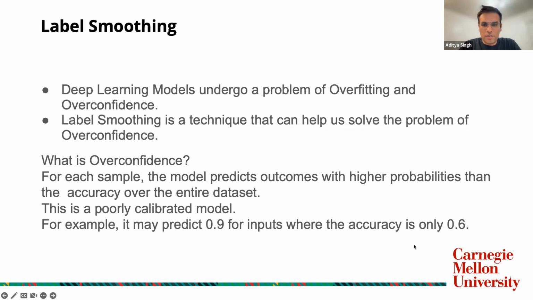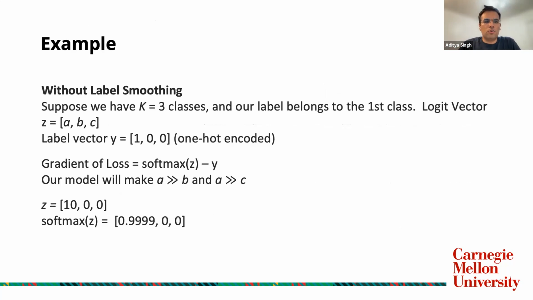So say we predict 0.9 consistently for one class, but our accuracy for that class is actually only 60%. Well, in that case, we would call it a poorly calibrated model. A well-calibrated model would output a probability of 0.9 for that class, and a majority of the time it outputs a high probability and also gives high accuracy. So that's what label smoothing addresses.